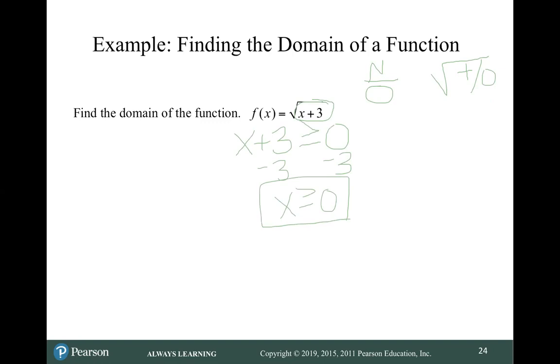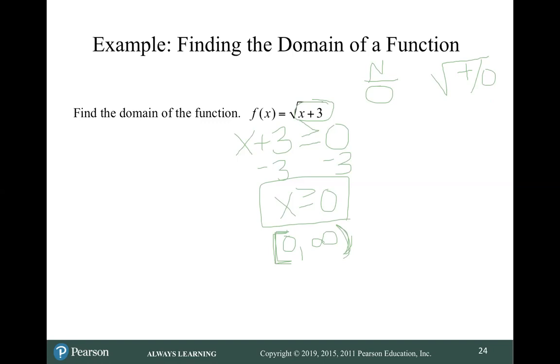We can write it as the inequality. If I wanted to write it as an interval, the interval would be from 0 to infinity. 0 is an answer, so I put a square bracket around it. Remember, square bracket means included. A curved bracket means not included. I always have a curved bracket around infinity because infinity is not a number. It can never be included in my number set.